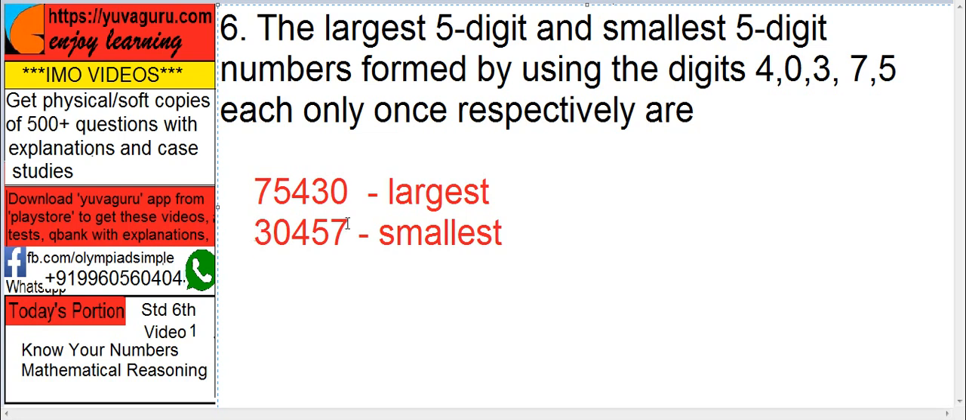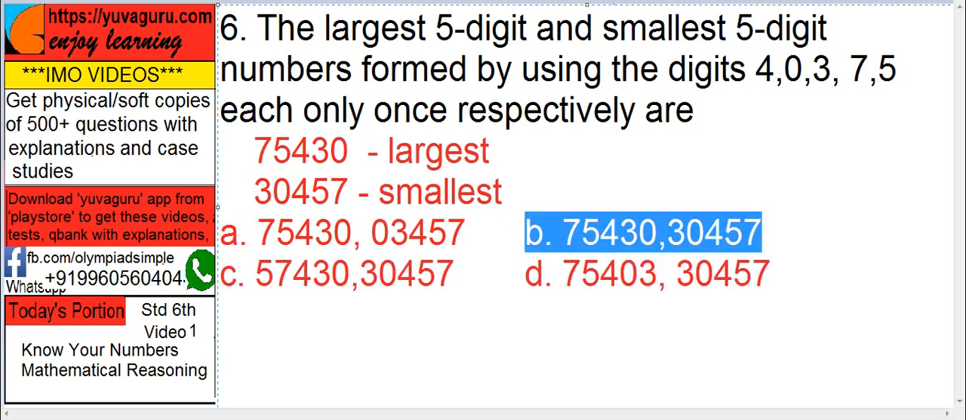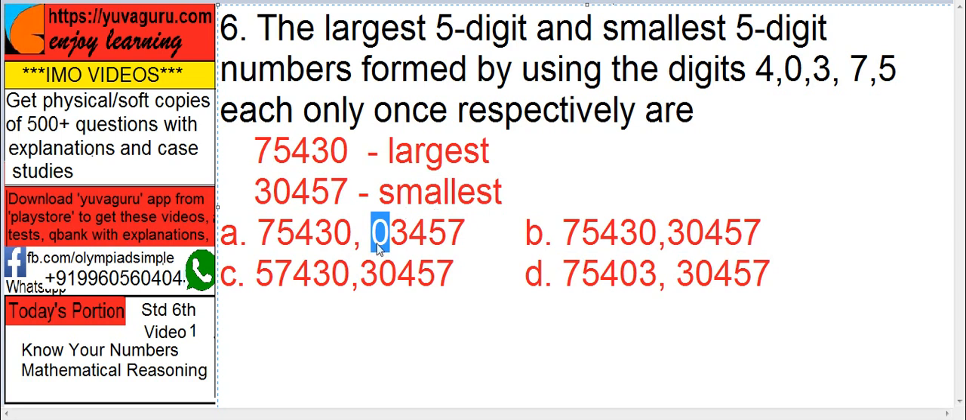So bring the second least, that is 3. And then bring 0 over here, then again the small, then big, then big. So this is the smallest and this is the largest. The answer is B. The answer cannot be A because in this it becomes a 4 digit number. It is not a 5 digit number.